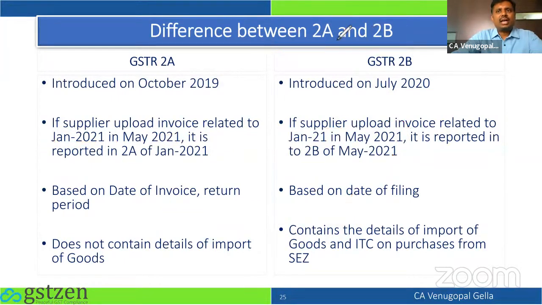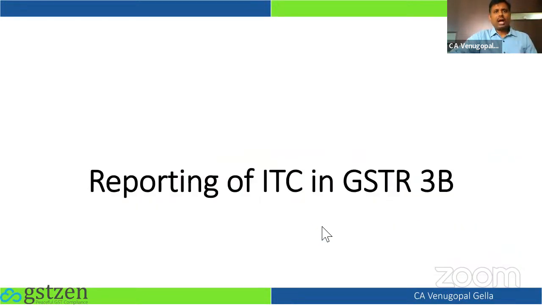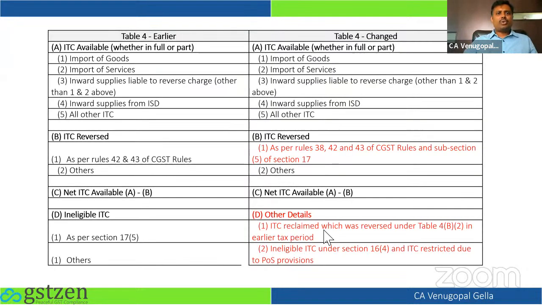Second, this data also has imports and other information. How do I report the credit? Basis my 2B or 2A? The answer to it is you have to report the credit basis your GSTR 2B.